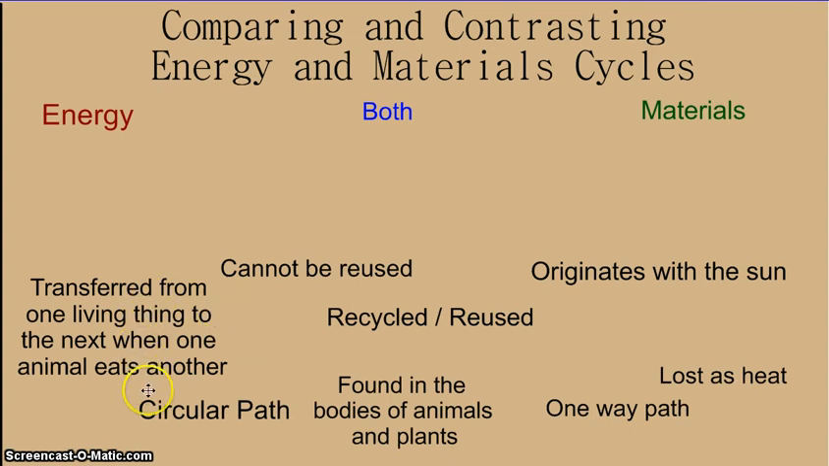And on this page, you will see many different statements. Originates with the sun, lost as heat, one-way path. And we're going to arrange these. And I would like you to pause the video right now and see how you would arrange these statements under energy, materials, or both. And then come back after you've decided how you would arrange them, and I will show you how they should be arranged. And these will go in your notes.